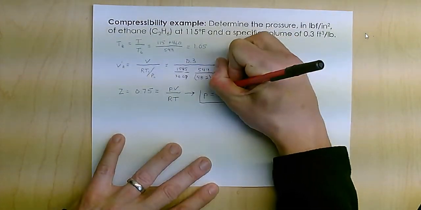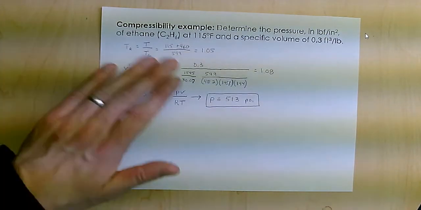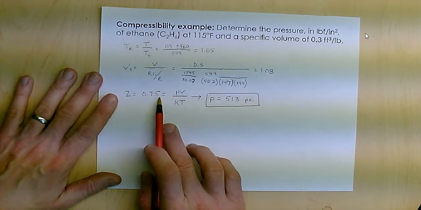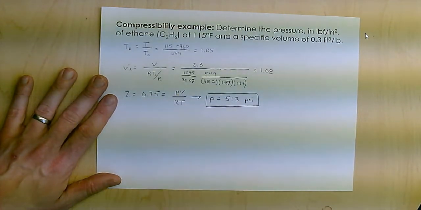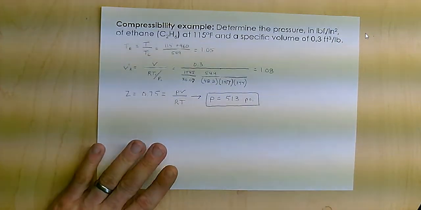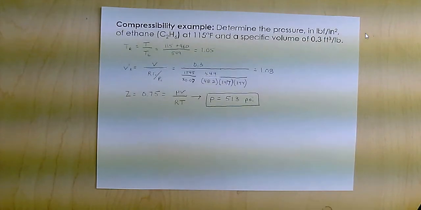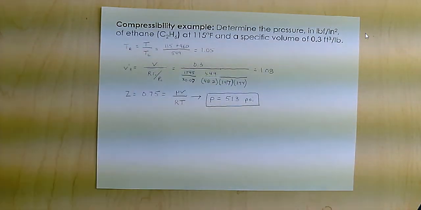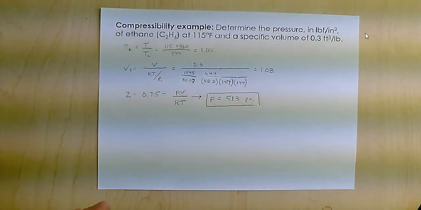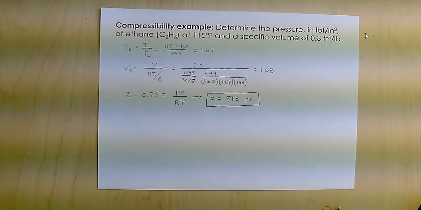So again, that's how you use the compressibility chart. You figure out reduced temperature, volume, or pressure, depending on what you're given. Use the chart to calculate Z, and then from Z, plug everything back in and solve for whatever it is that you're looking for. Now, moving forward, we probably won't be using this a whole lot. We'll next move into the ideal gas model, where Z approaches 1, which is where a lot of the gases that we're going to be dealing with in this course are housed.